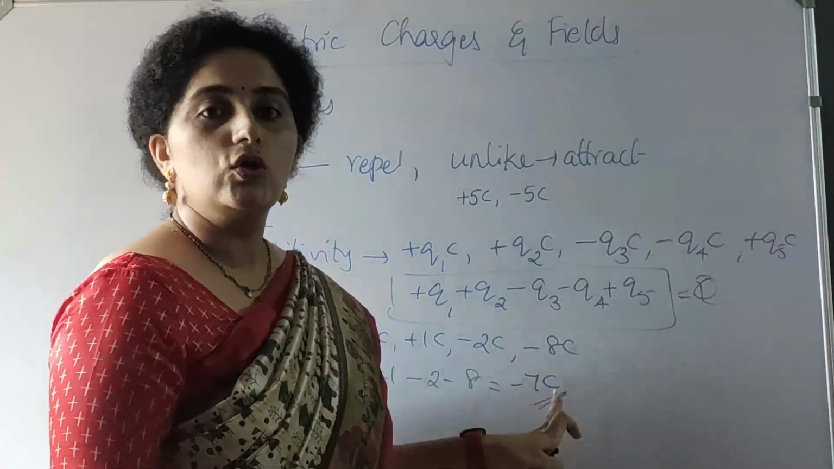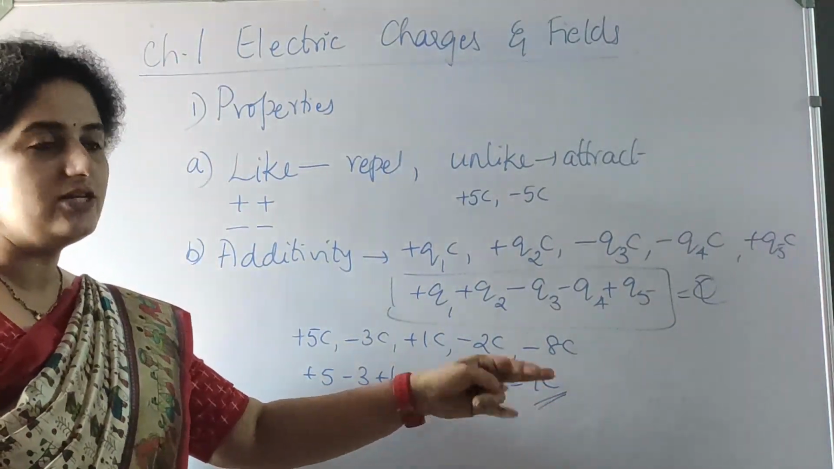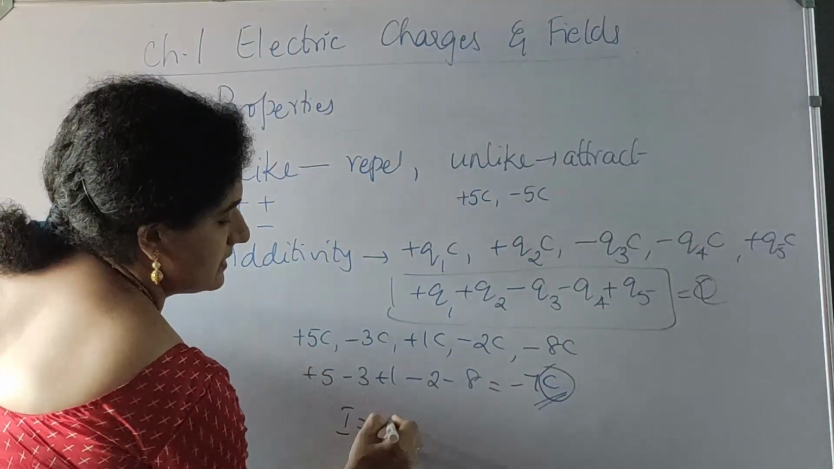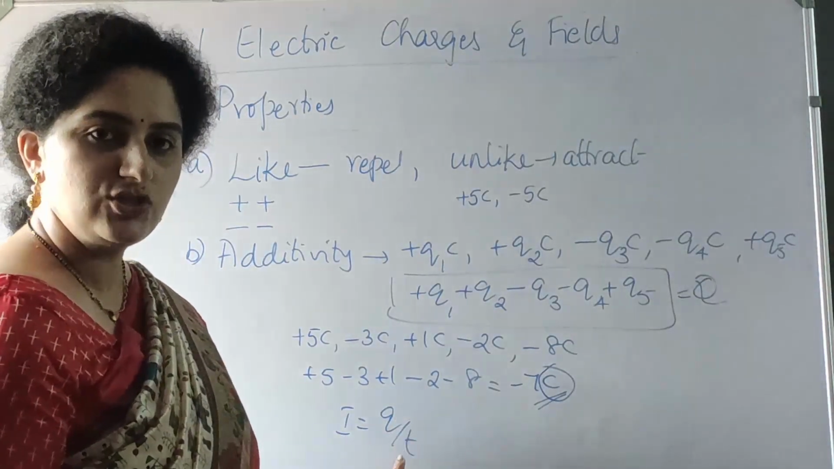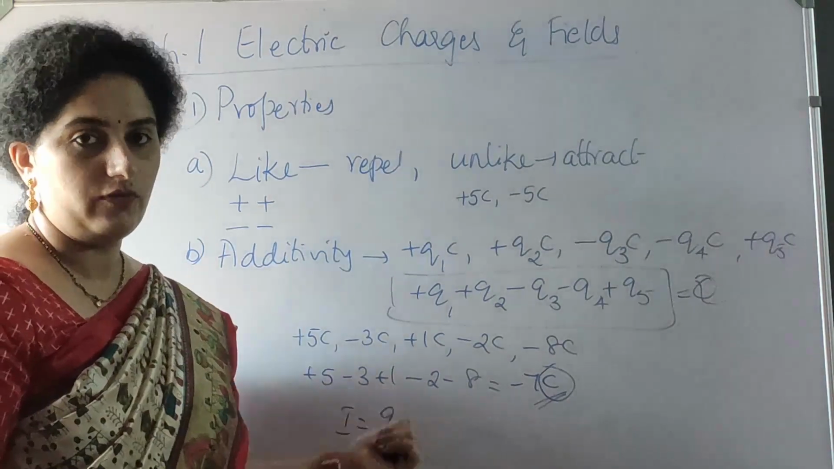What do you mean by Coulomb? Coulomb is the SI unit of charge. This you have already studied in your 10th standard. How will you define this Coulomb? I is equal to Q by T. What is I? Current. Q is charge, T is time. So you can define current as the rate of flow of charges.